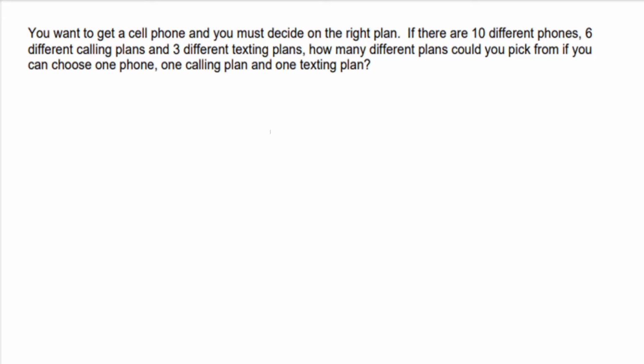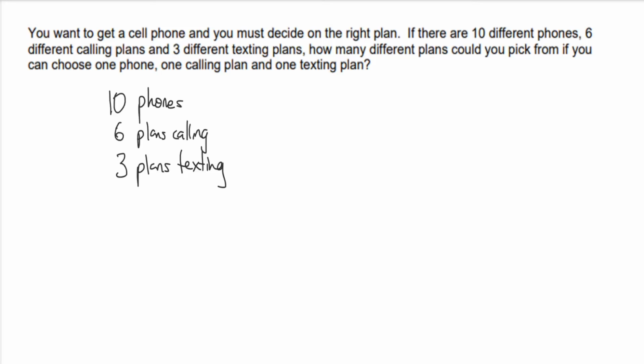Okay, you want to get a cell phone, you must decide on the right plan. If there are 10 different phones, okay, so I'm kind of getting down my info. 10 phones, 6 calling plans. So 6 plans for calling, and 3 plans texting. Okay, sure. How many different plans can you pick from if you can choose one phone, one call? Okay, so you can choose one of each.